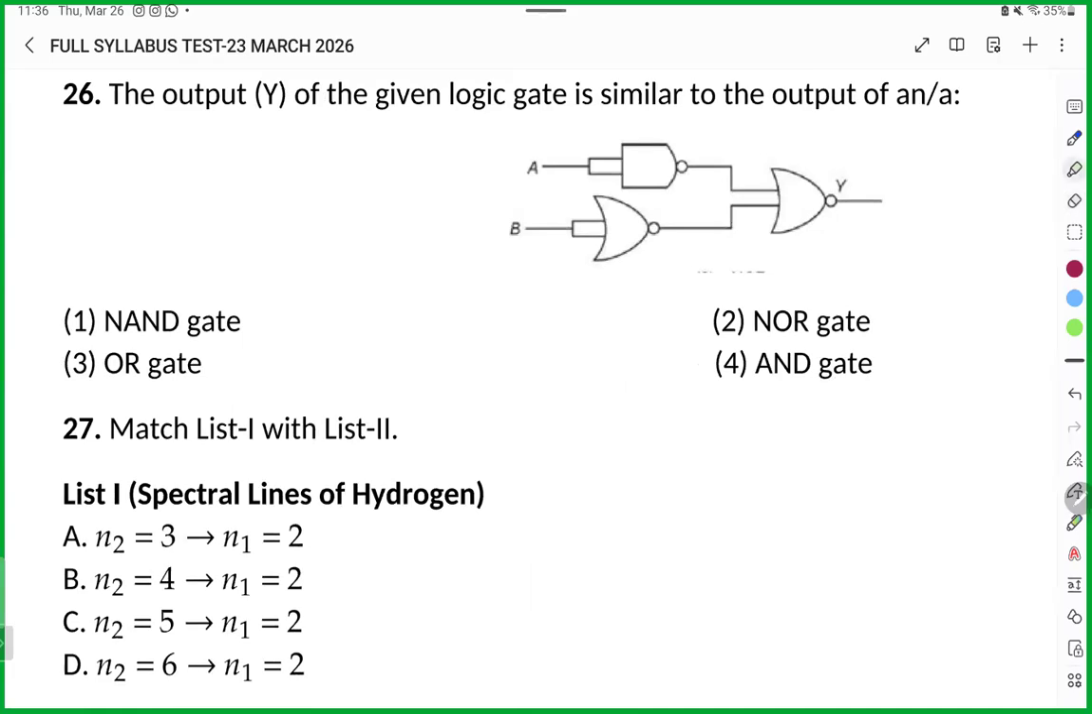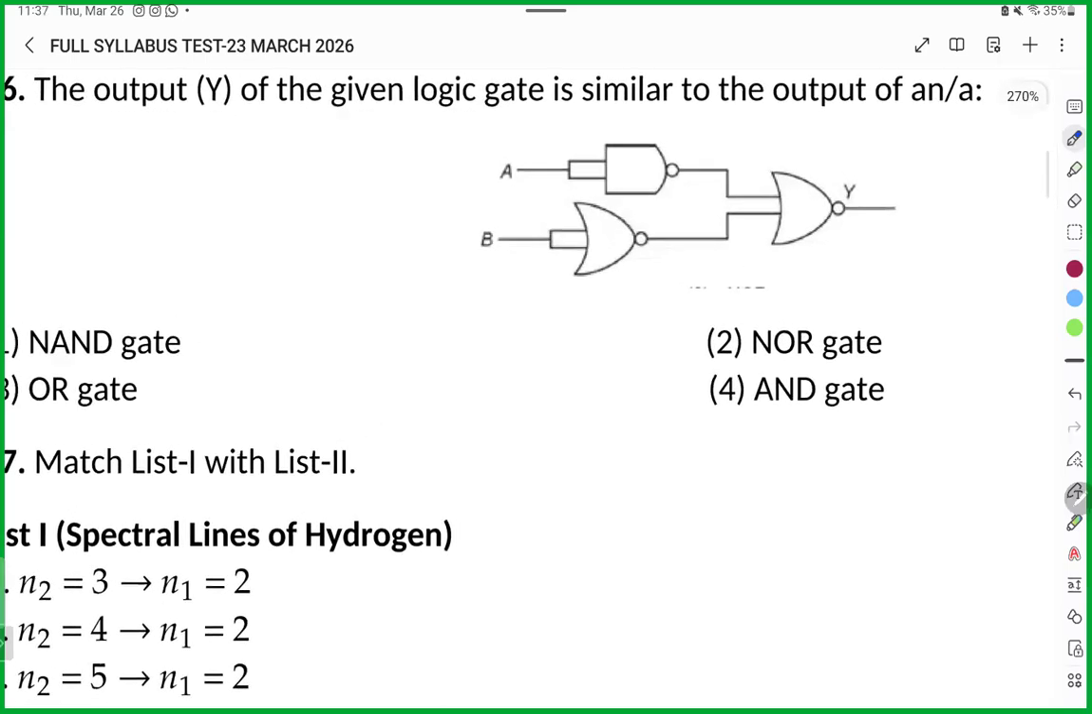Jordan, tell me the trick, man. You can cancel the NOT and the NOT in front of the NOR gate, and that will make it an OR gate, and it will make it AND at this point. So it's 4.